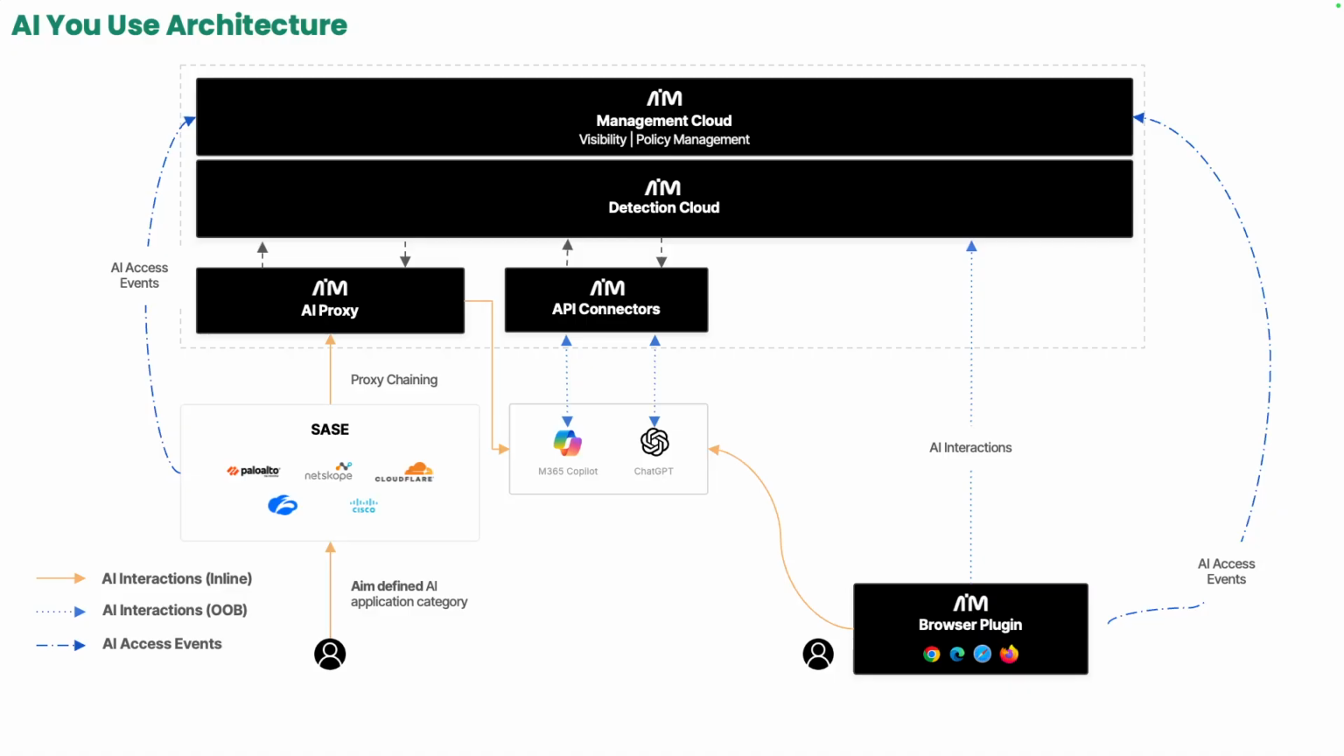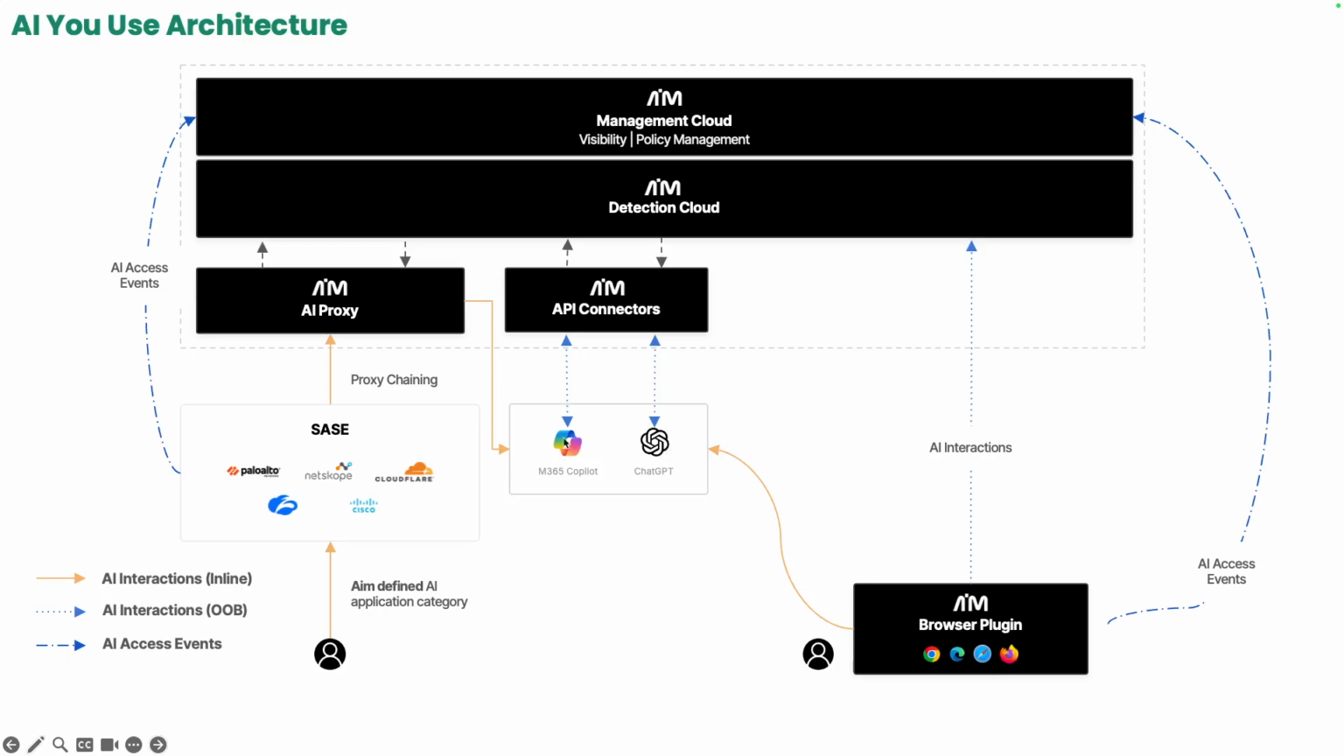Okay, and this is how the architecture looks. There are multiple ways to integrate to address the multiple different use cases. One of them I explained already, which is the proxy chaining. With the supported proxy solutions, or maybe the SASE solution, we can do the proxy chaining. Once the users open those AI applications, they get redirected back to the CATO proxy or the AIM proxy, and then you can use the API based integration as well.